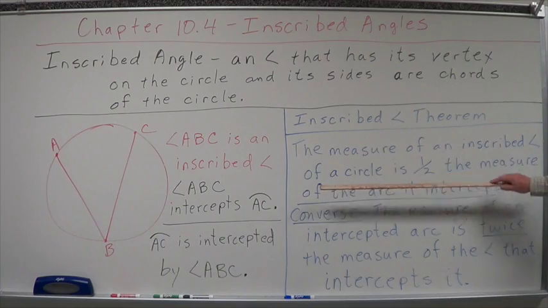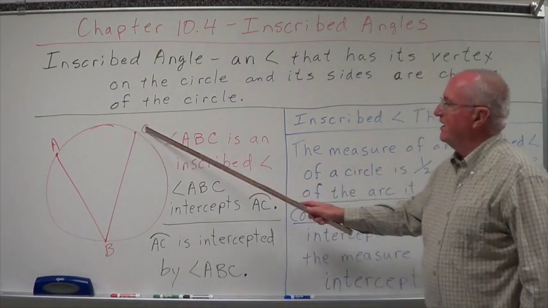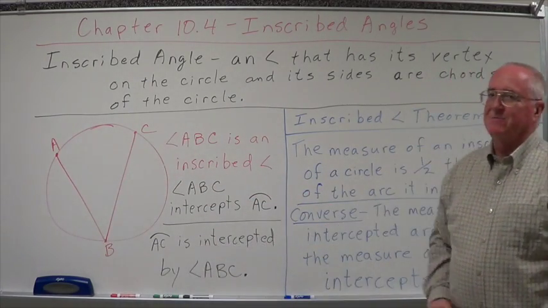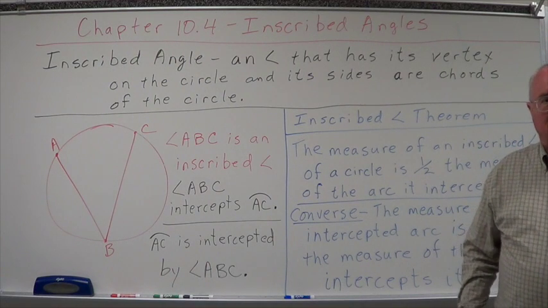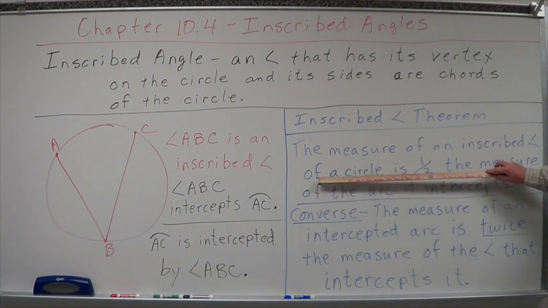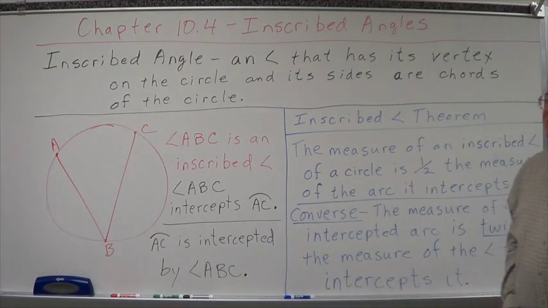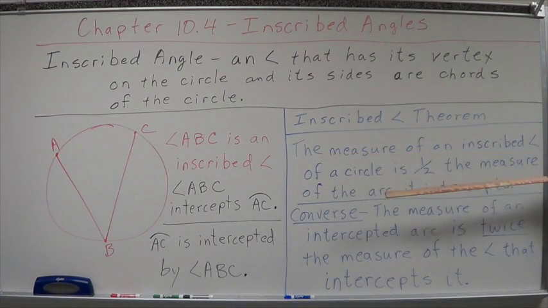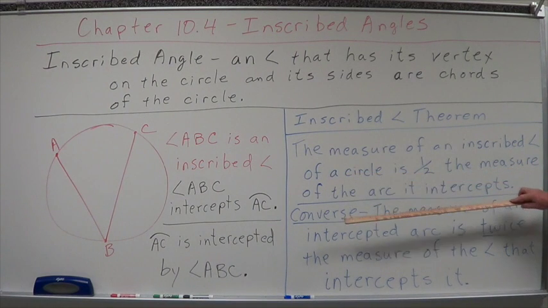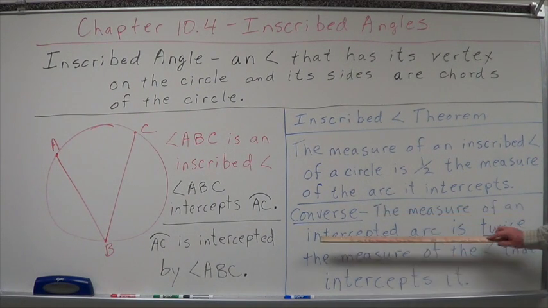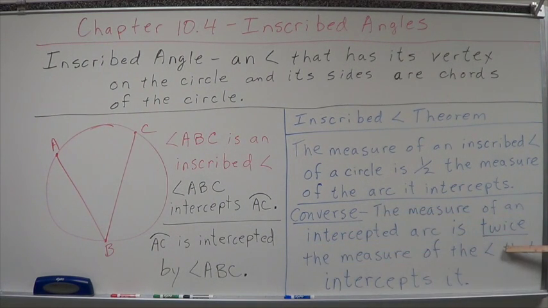Therefore, what we do is, oh wow, this arc here is twice as big as the measurement of that angle. Okay? Oh, I'm sorry. The angle is 1/2 as big as the measurement of the arc. The measure of an inscribed angle of a circle is 1/2 the measure of the arc it intercepts. The converse is also true, of course. The measure of an intercepted arc is twice the measure of the angle that intercepts it.